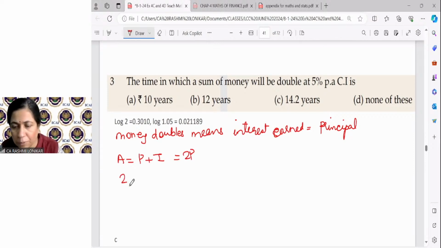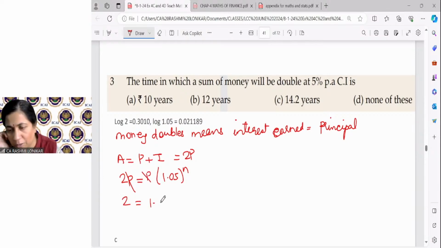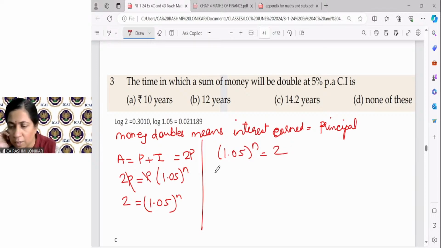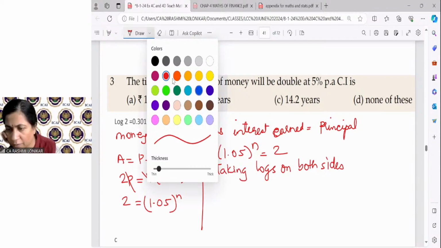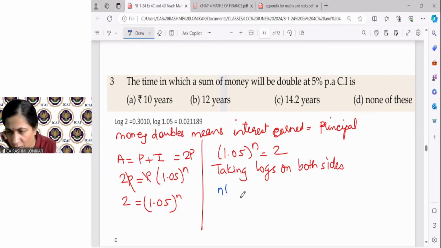So 2P is equal to P into 1.05, because 5%, raised to N. N is what I want to find out. So this P and P will get cancelled. So I have 2 is equal to 1.05 raised to N. Or 1.05 raised to N is equal to 2. Taking logs on both sides, I have N log 1.05 is equal to log 2.